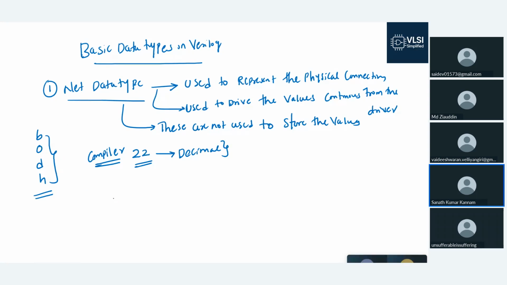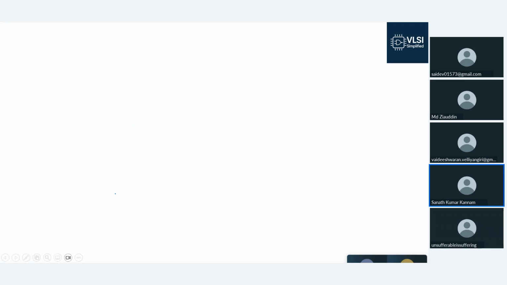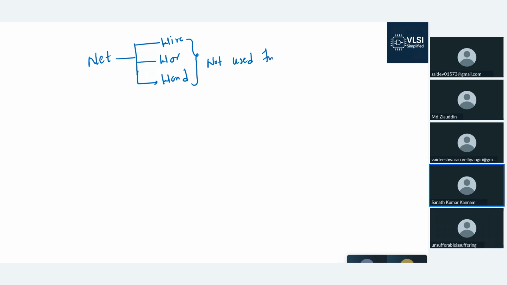Again, next, in net you have three types: wire data type, wor data type, and wand data type. Wire, wor, and wand. So these three are not used for storing the values. This you need to remember.